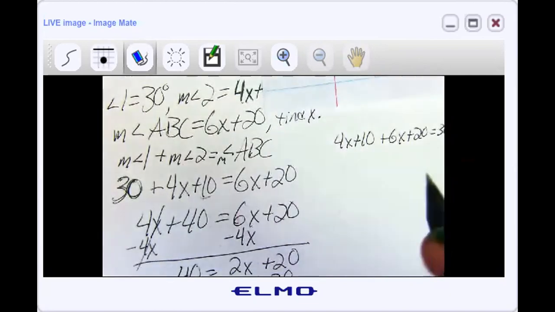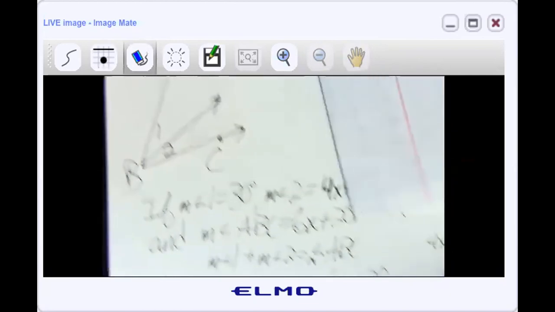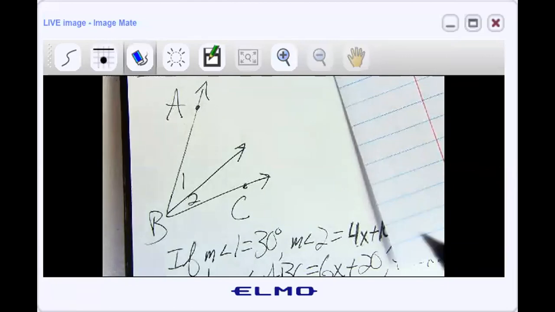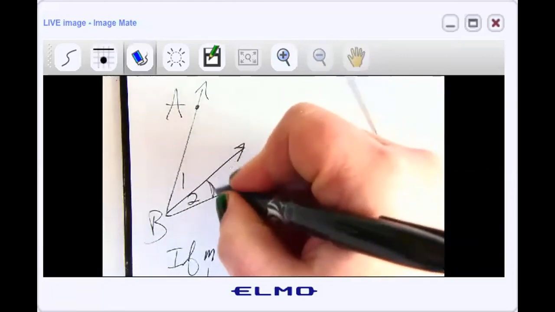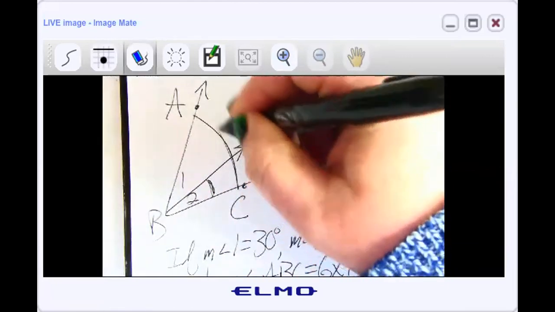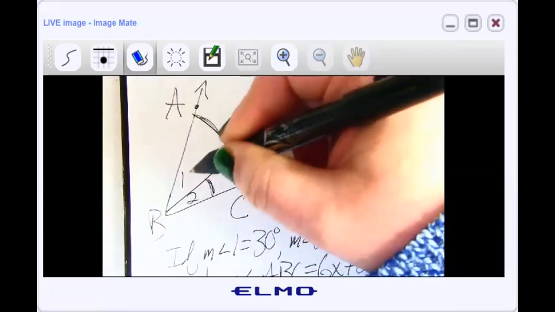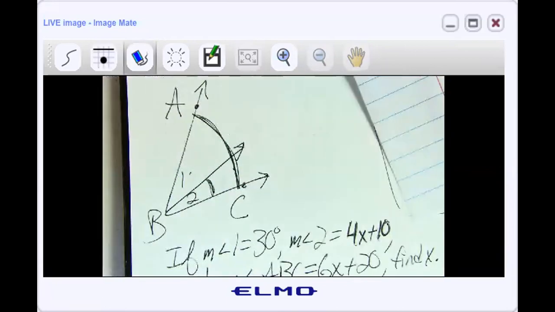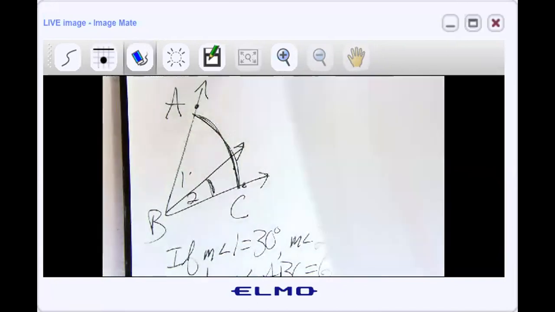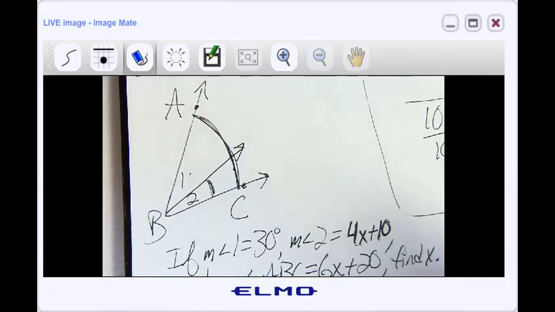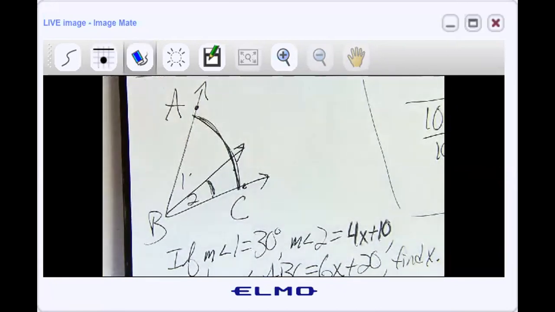Yeah. And do you realize why that's wrong? Because think about what you're saying. Look in the diagram. You're saying that angle 2 plus angle ABC equals this angle, right? And that doesn't make sense. So you always want to make sure that you're adding the two smaller angles together, whatever they are, and they're always going to equal the big angle, in this case, ABC. Okay, thanks. You're welcome.